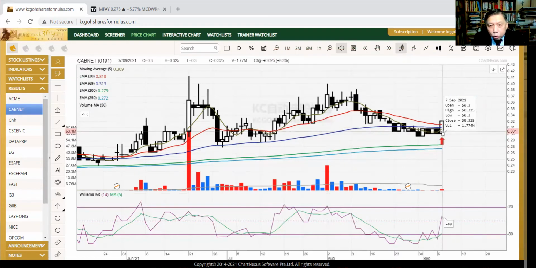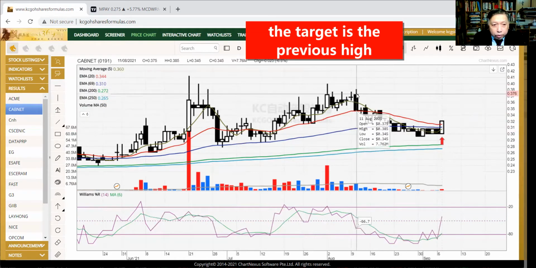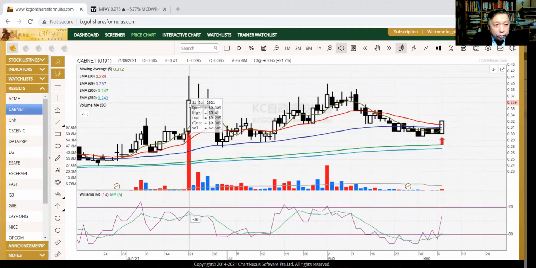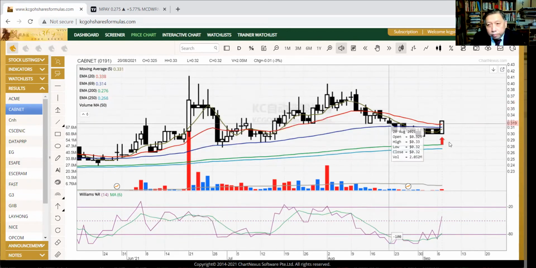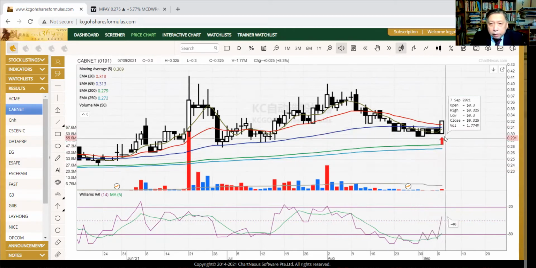Okay, let us take a quick look. The price has just penetrated. Your buy of course will be the next day, and what is the target? The target will be the previous high. The previous high will be 38.5 or 39.5, or even 41 cents. That's how we check the target price. The volume is 1.7 million, which is not very big. This is the setup.